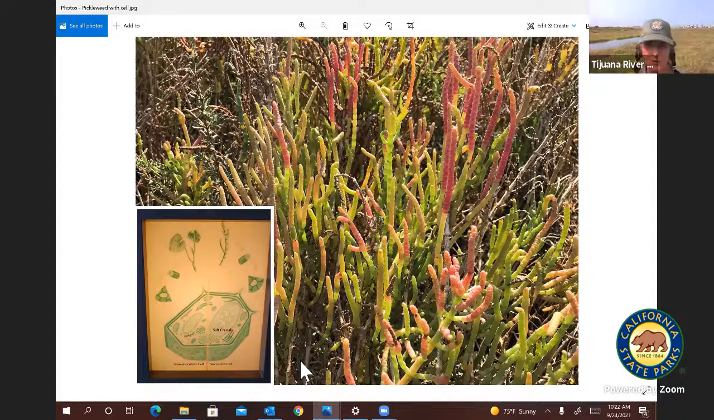So how many of you knew that? How many of you heard of pickleweed, seen pickleweed, and knew that? Pretty cool. And pickleweed's not the only plant that does that. It's a very dominant plant in our salt marsh. A lot of it is around me.